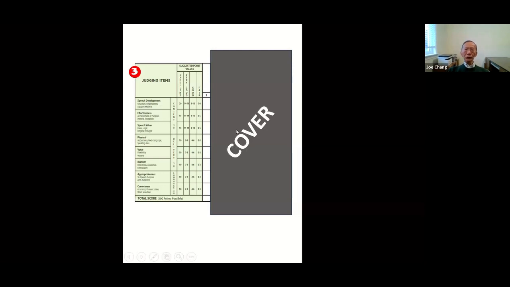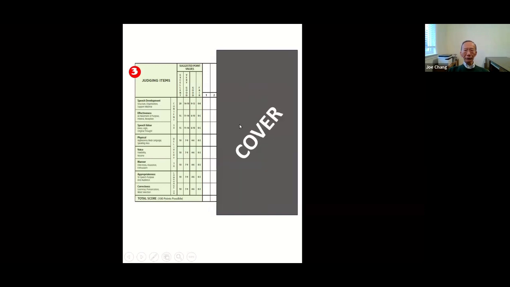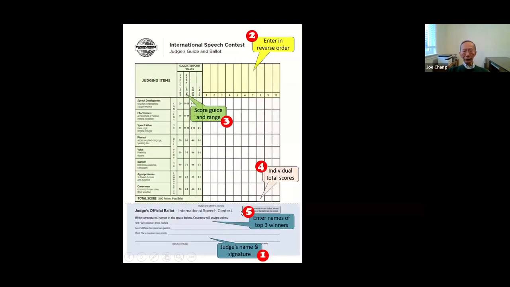All right? So once you finish all these steps, you have to go back to here, which is step number 5, to mark down who has the top score, the second top score and the third top score. Right on the right hand or left hand side is the list of the winners. Okay? So that is how we fill the form.